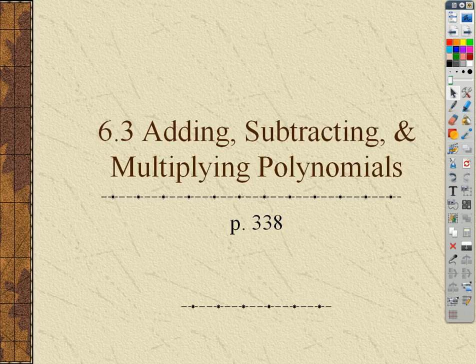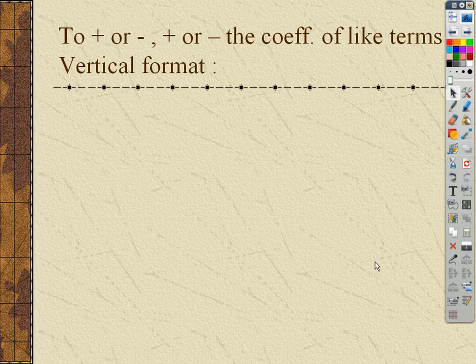Okay, adding, this is the stuff I said I was going to go through. I'll be real quick about it. Take a quick look at this stuff. Okay, adding and subtracting polynomials. Adding and subtracting polynomials is extremely simple. All you're doing is combining like terms.